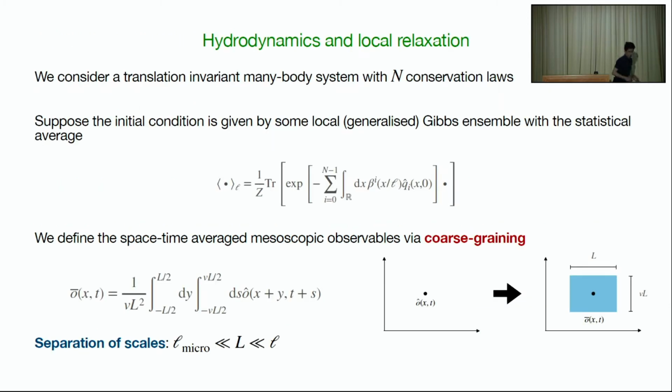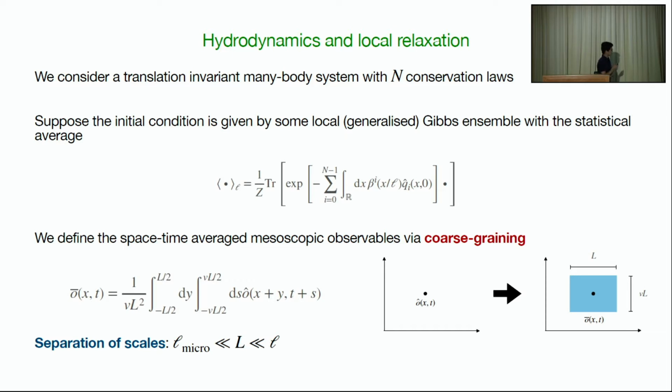Right. So let's start with considering a translation invariant many-body system with n conservation laws. For the moment, I won't specify the number of conservation laws because that's not really important here. I'm implicitly assuming non-integrable systems, but it doesn't really matter if it's integrable or non-integrable. Anyway, the initial condition that I have in mind is, as I said, like this. It's some kind of local GGE or Gibbs ensemble. Again, the inhomogeneity is encoded through the Lagrange multipliers.